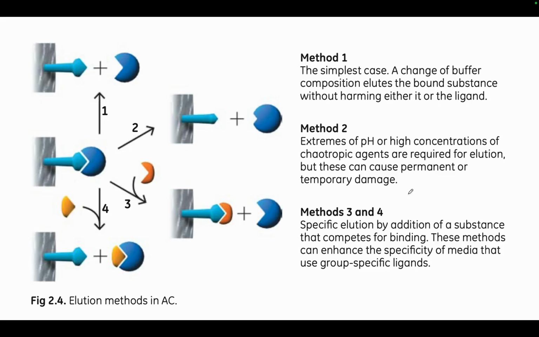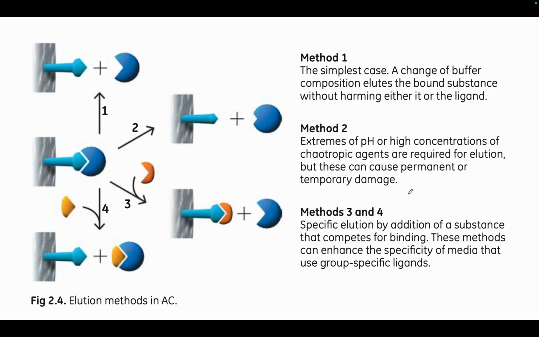Okay, now our target is bound to the matrix. Very good. Now we want to elute our target. How can we do that? Now there are many ways. The simplest case is that we will just change the binding affinity. So we can do that just by changing the pH, maybe. Right? I change the pH.